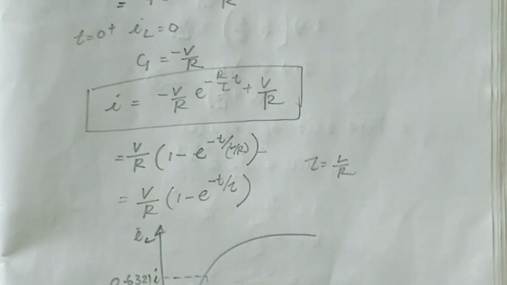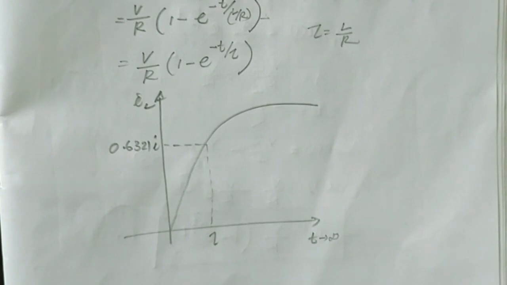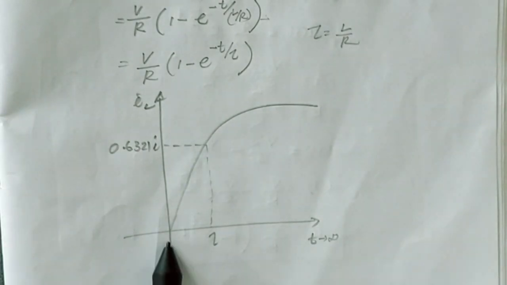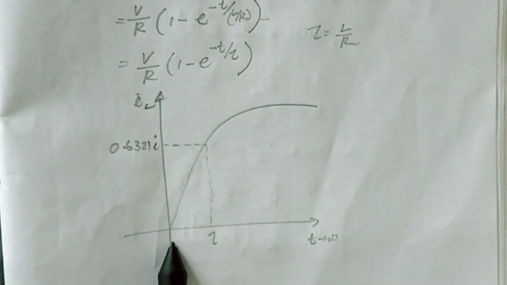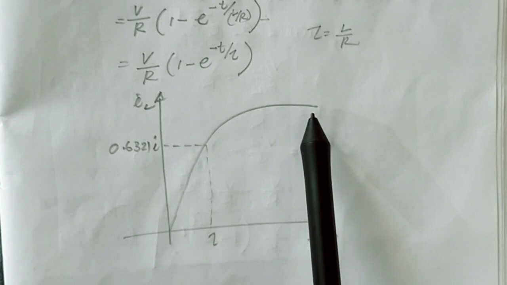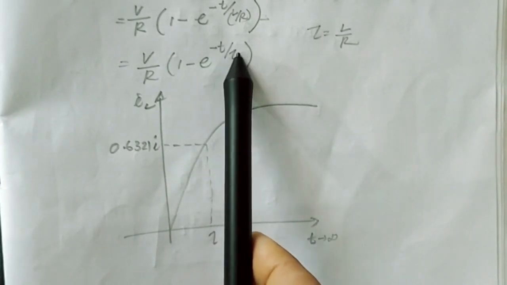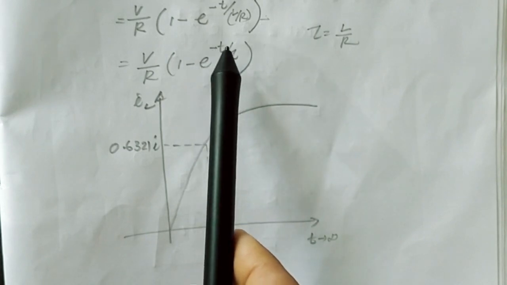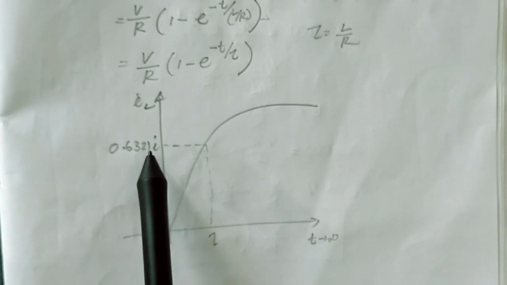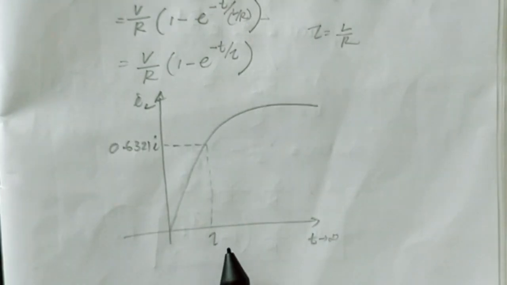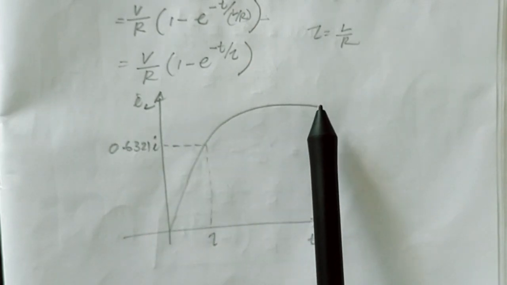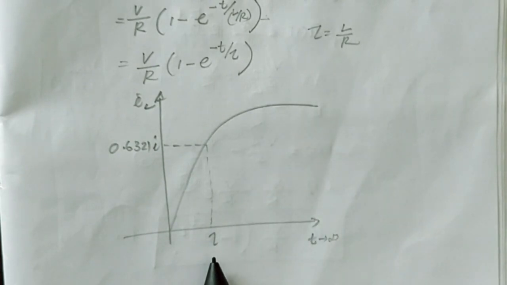When we plot the characteristics against time, the current versus time plot is shown here. At t equal to 0, the inductor current is 0 and slowly it starts rising and finally attains the steady state value. Whenever t becomes tau, this part becomes e raised to minus 1, and the corresponding value of current is 63.21 percentage of the final value. The time required for the current to reach 63.21 percentage of its final value is known as the time constant of the system.